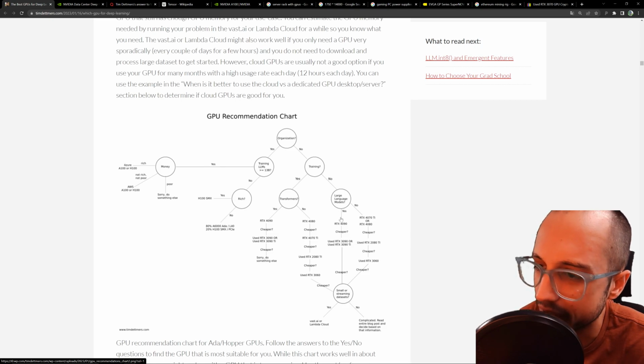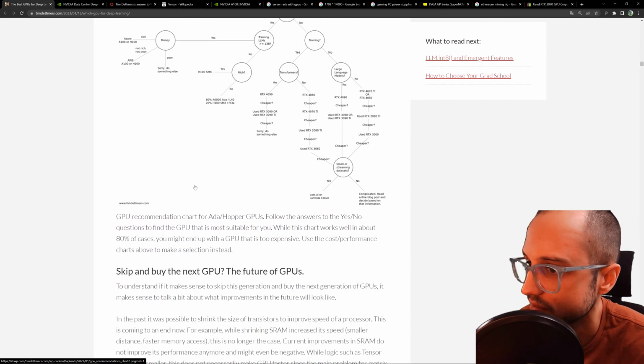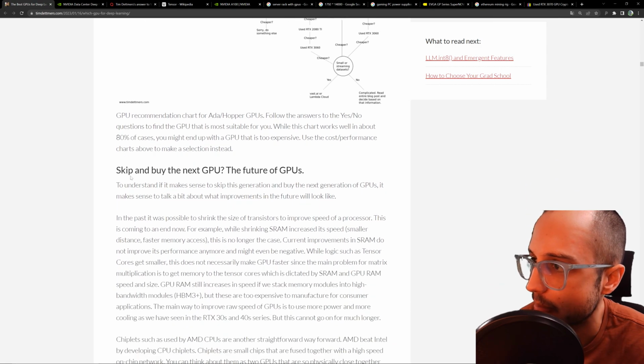So here you go. You know how in our papers we always see the A100s? That's if you're rich. If you're training huge models, greater than 13 billion parameters, and you're rich, the A100 is king. Next, the future of GPUs.